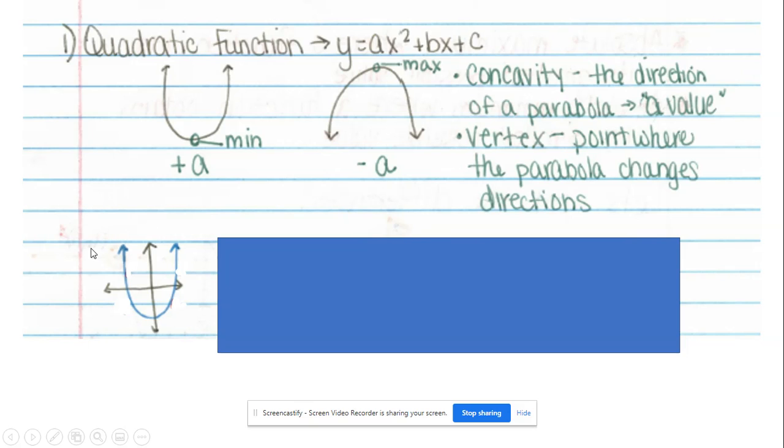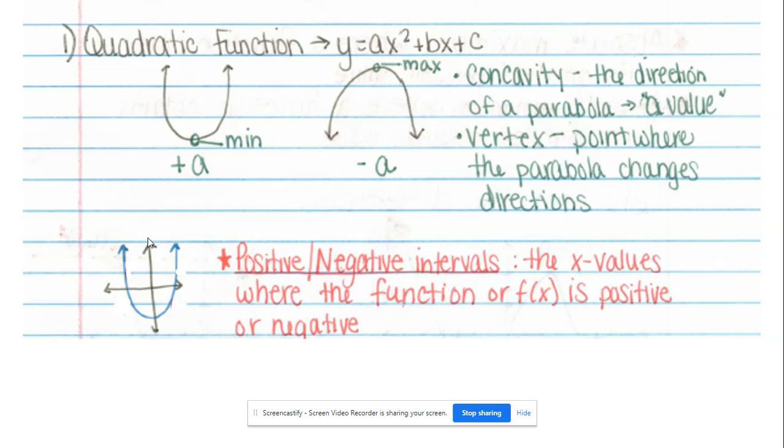The next thing I need you to do is underneath that, sketch yourself a set of x and y axes and put a small parabola on there. It doesn't have to be perfect. I just want you to have a visual. So with that picture, we're going to talk about positive or negative intervals. So here is one of the vocabulary words. It's a definition in red that goes with our goal. So positive/negative intervals are the x values where the function, or f of x, is positive or negative.